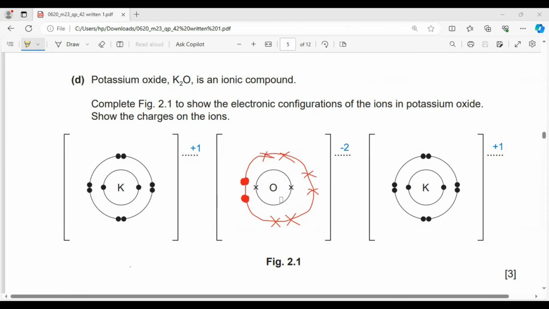In the case of oxygen, only one shell is drawn. We have to draw the other shell where there are 6 electrons of oxygen itself, and 1 electron each is gained from each potassium. That is why it gains a -2 charge.